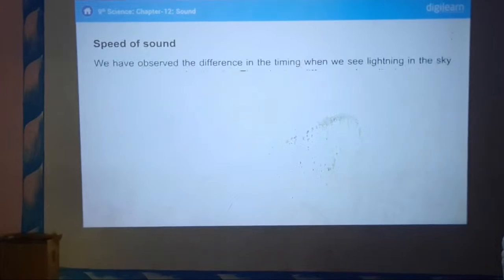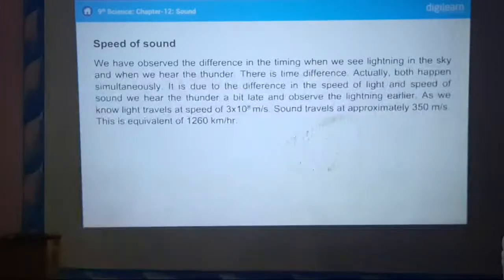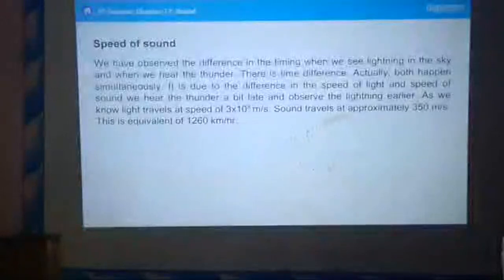Speed of sound. We have observed the difference in the timing when we see lightning in the sky and when we hear the thunder. There is a time difference. Actually, both happen simultaneously. It is due to the difference in the speed of light and speed of sound. We hear the thunder a bit late and observe the lightning earlier. As we know, light travels at the speed of 3 × 10^8 meters per second. Sound travels at approximately 350 meters per second. This is equivalent to 1260 kilometers per hour.